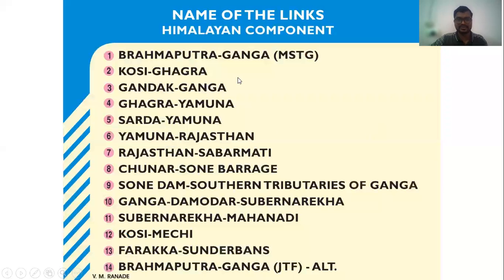Then interlinking I have shown over here. Names of the links in the Himalayan component. Total 14 links. The first link is about Brahmaputra and Ganga. It is also called MCTG. Kosi and Ghagra. Then Gandak and Ganga. Ghagra and Yamuna. Sarda Yamuna. Yamuna, Rajasthan. For example, firstly we'll go for the first link.